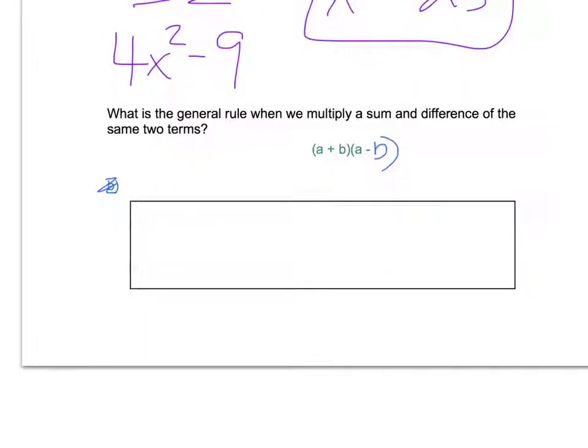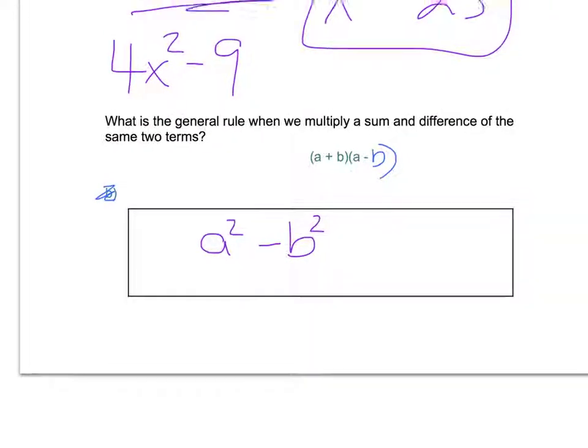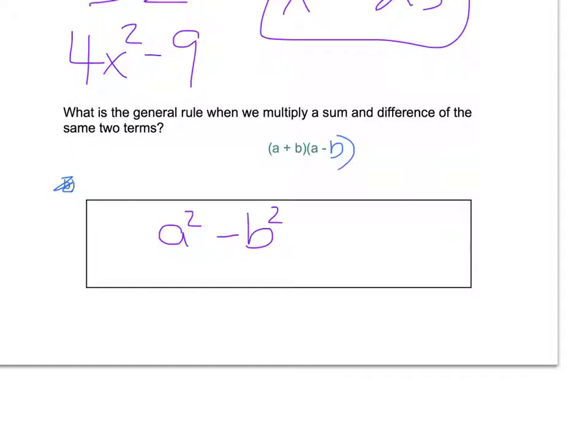So to write the rule, it's going to be a squared minus b squared. And probably should also write out that there is no middle term.